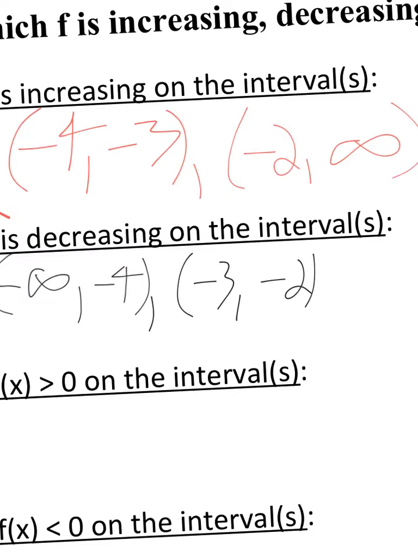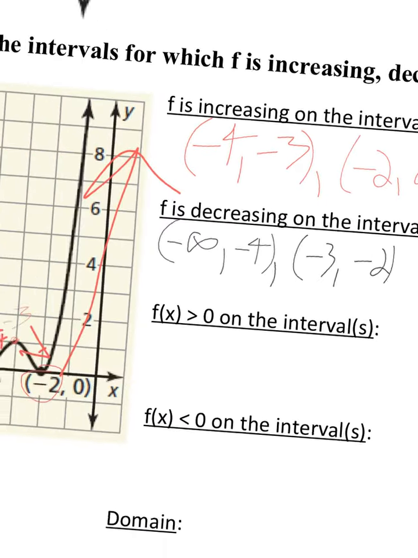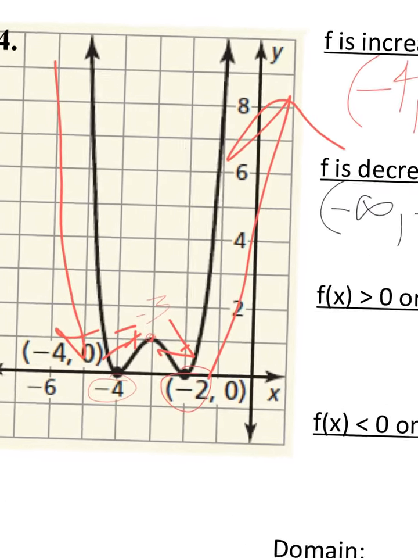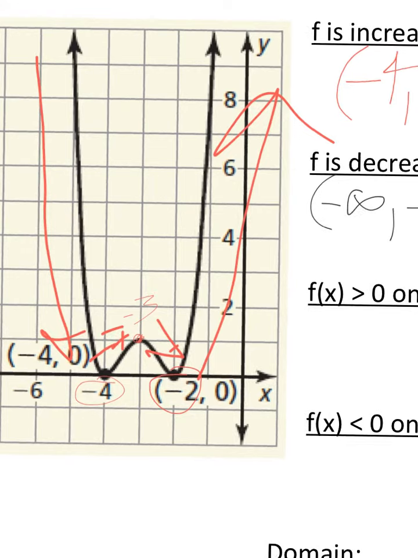Alright, and then where is it greater than 0 and where is it less than 0? It is not less than 0 anywhere. If you look at it, it touches 0 twice.